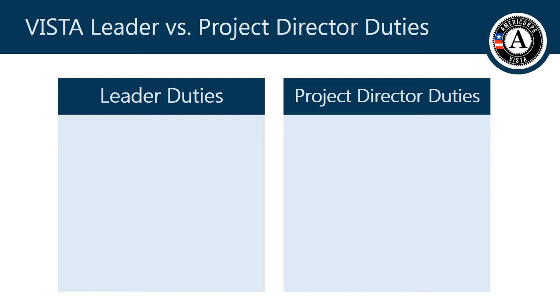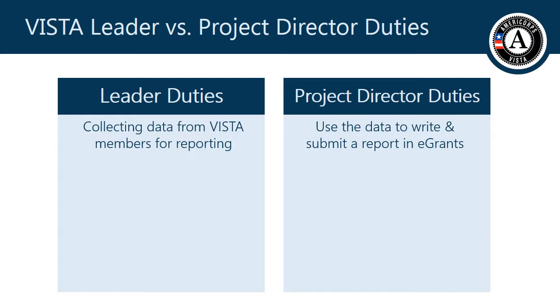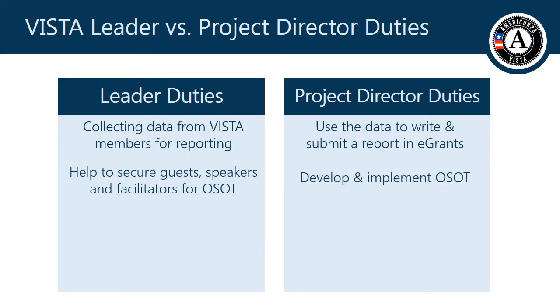Let's take a minute to look at some key areas where VISTA leaders and VISTA supervisors perform complementary but different activities in their roles. Related to data collection, VISTA leaders may collect and organize the data from VISTA members for reporting purposes, while VISTA supervisors use that data to prepare and submit reports in e-grants. Related to on-site orientation and trainings, or OSATs, VISTA leaders may help to secure guests, speakers, and facilitators for OSAT, while VISTA supervisors must develop and implement OSAT.